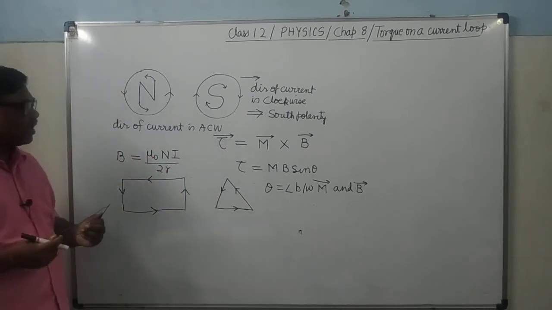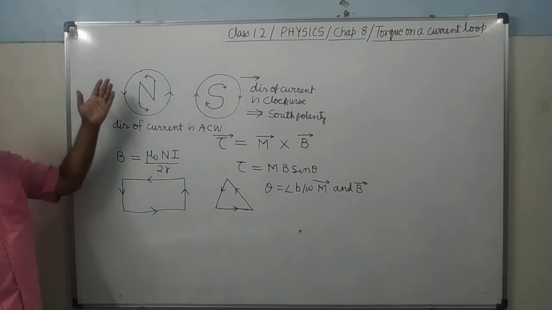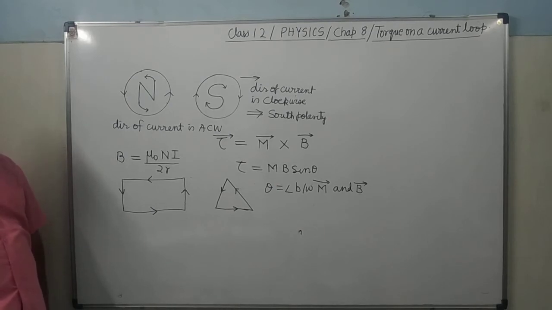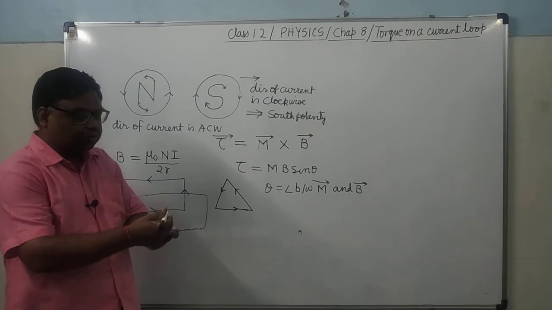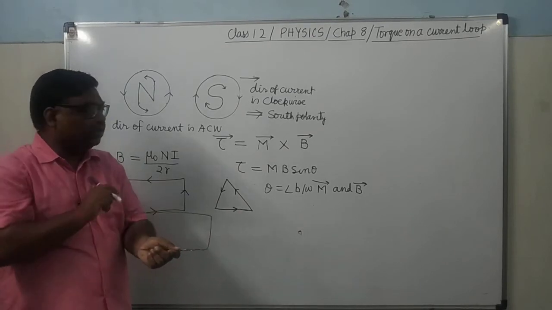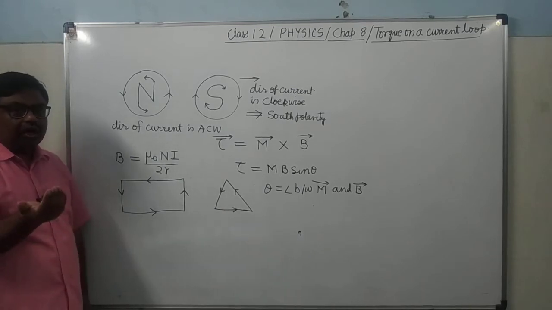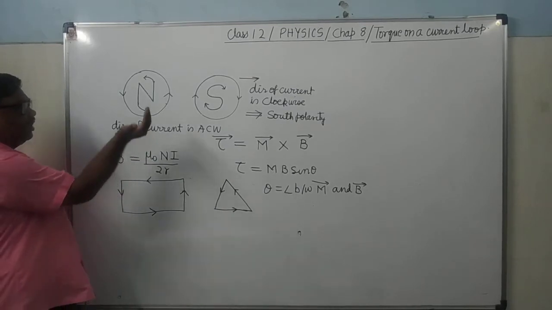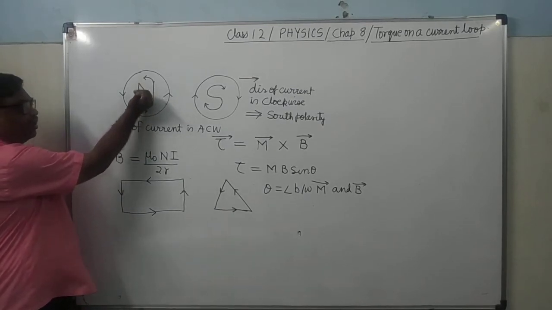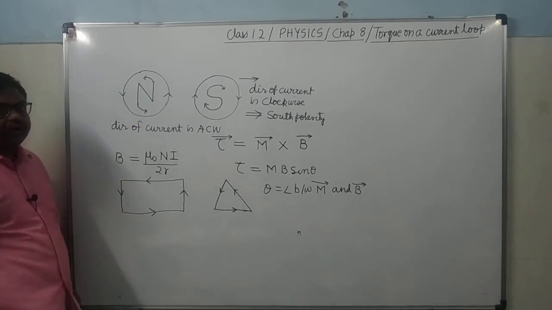Means the magnetic moment direction will always be normal to the plane of the coil. And what will be the exact direction? Because there are two directions, towards you as well as towards me. So how will you find it? You curl the fingers of the right hand in the direction of current, then the thumb will give the direction of the magnetic moment.